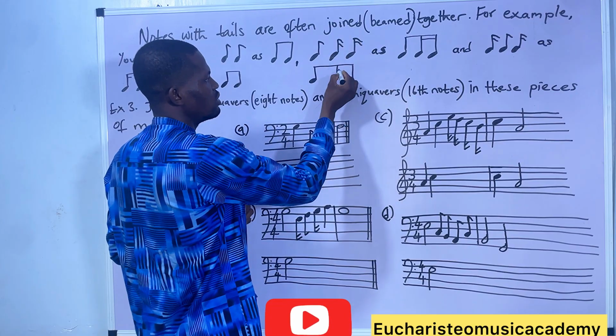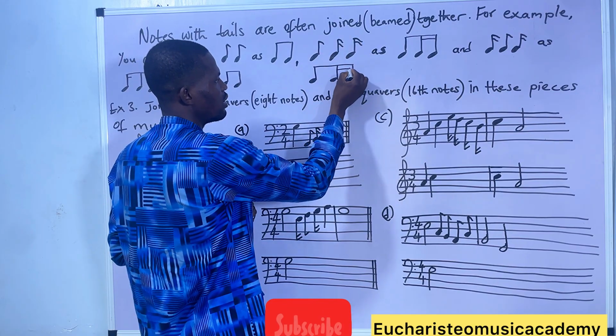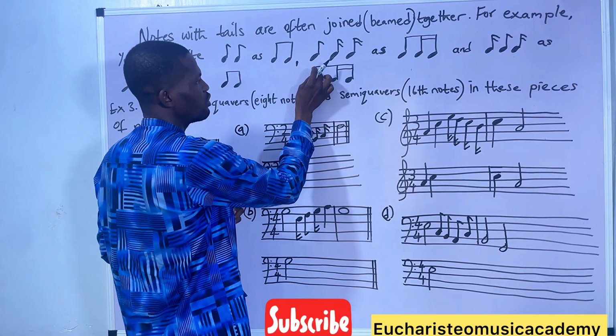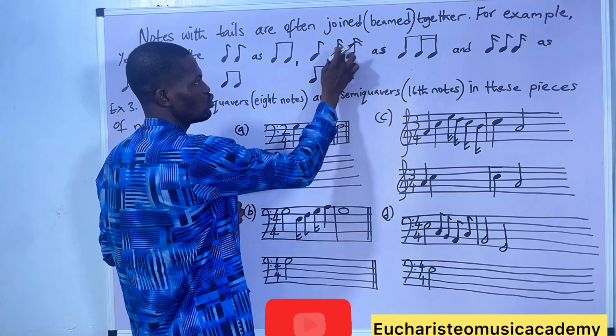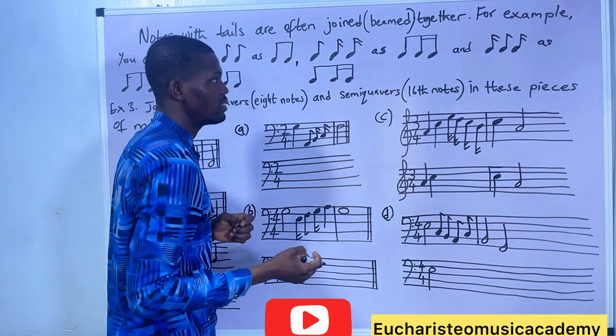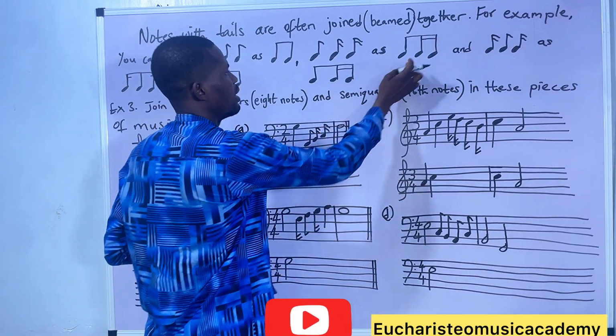This one has two tails. Let's join these two together. So this one is a semiquaver, a note with one tail, while these two are notes with two tails. Do you understand? Yes. So this is going to be this.